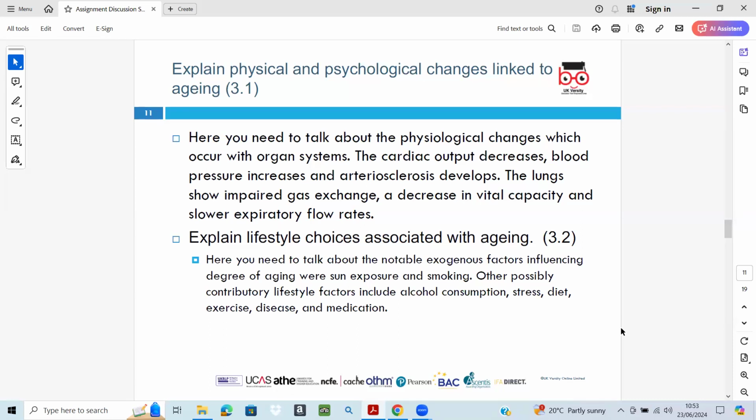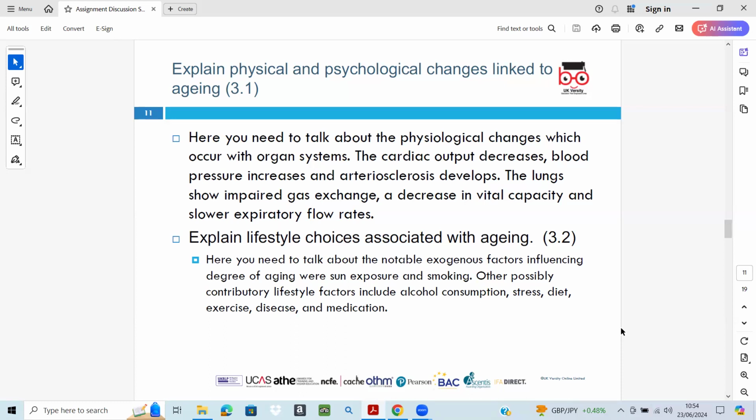The lungs, for example, exhibit impaired gas exchange, which affects oxygen uptake and carbon dioxide removal. We need to discuss these changes, and these are all physical changes we could discuss. There are also some psychological changes linked to aging, which could include cognitive decline, memory impairments, and changes in mood and emotional regulation. We need to discuss these.